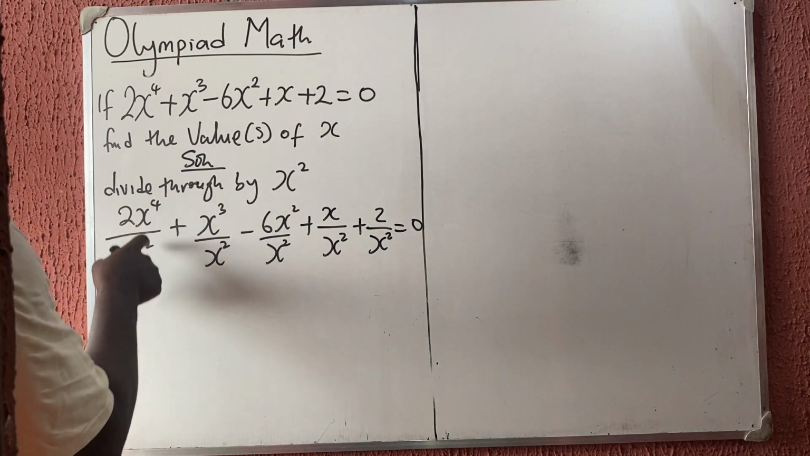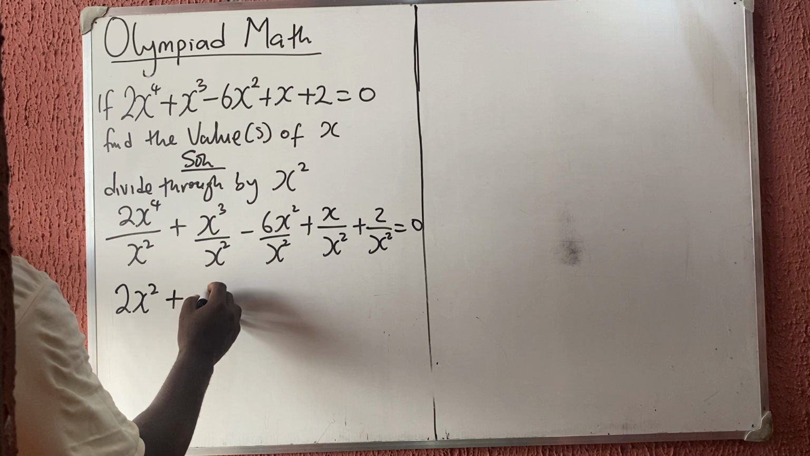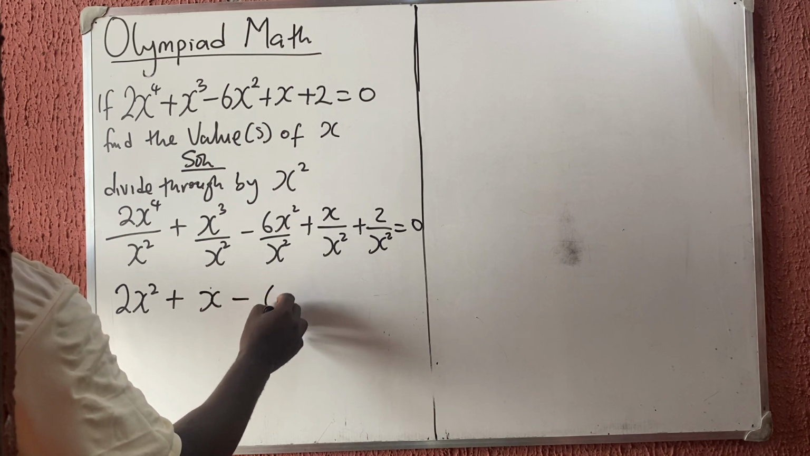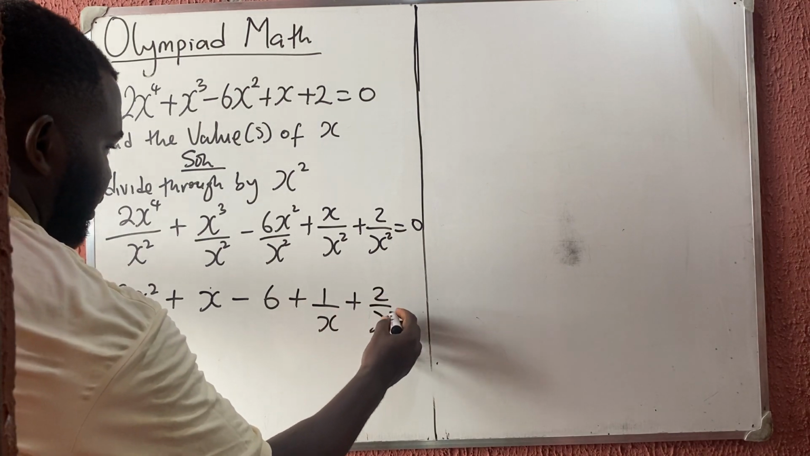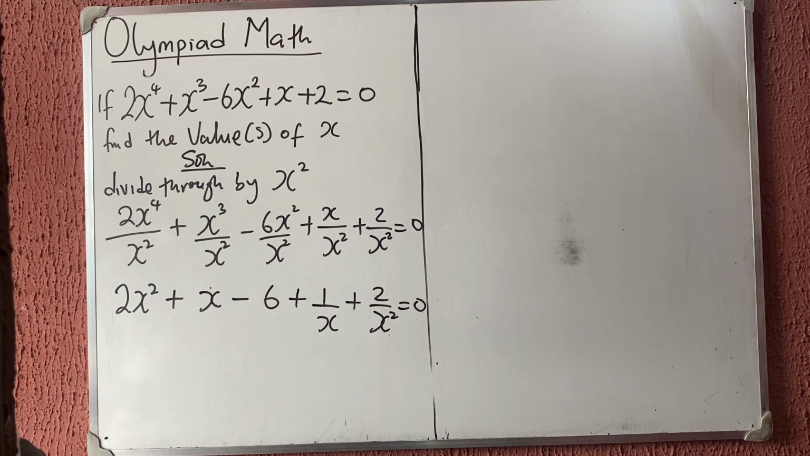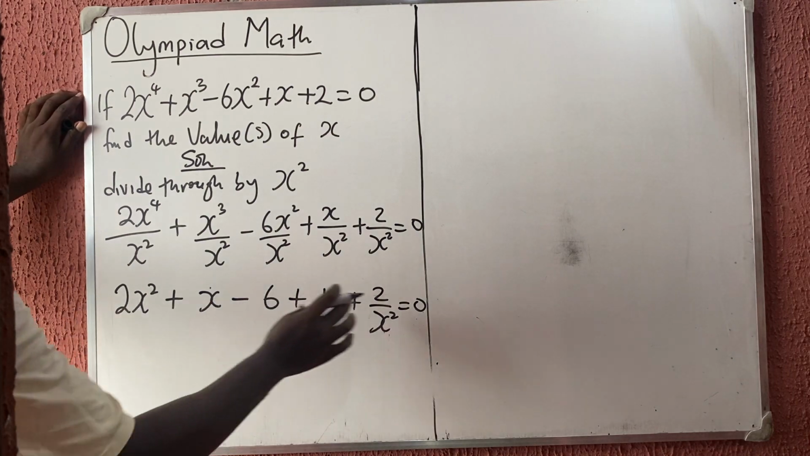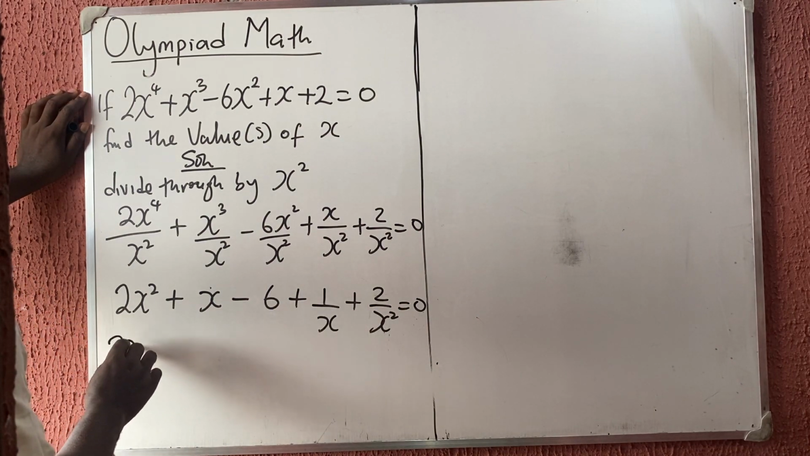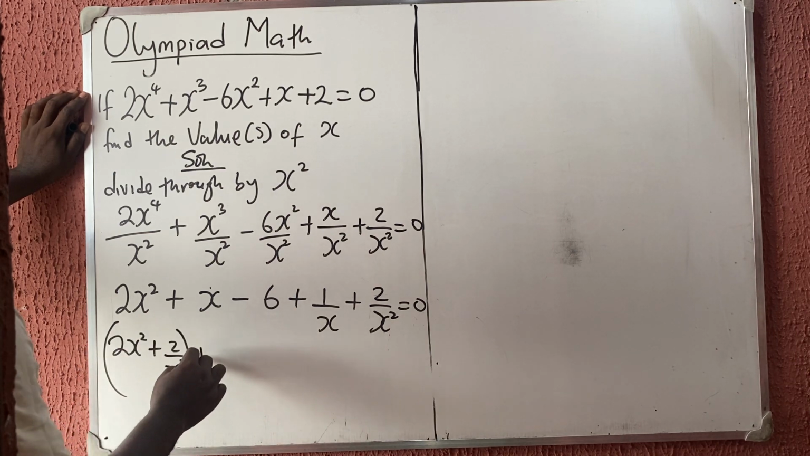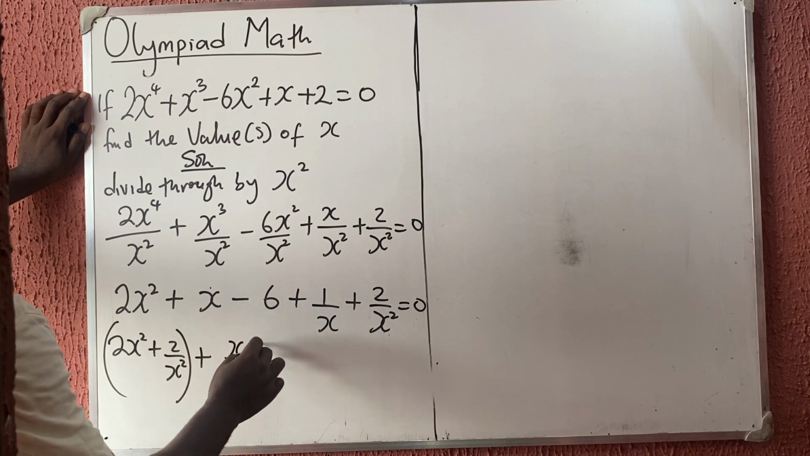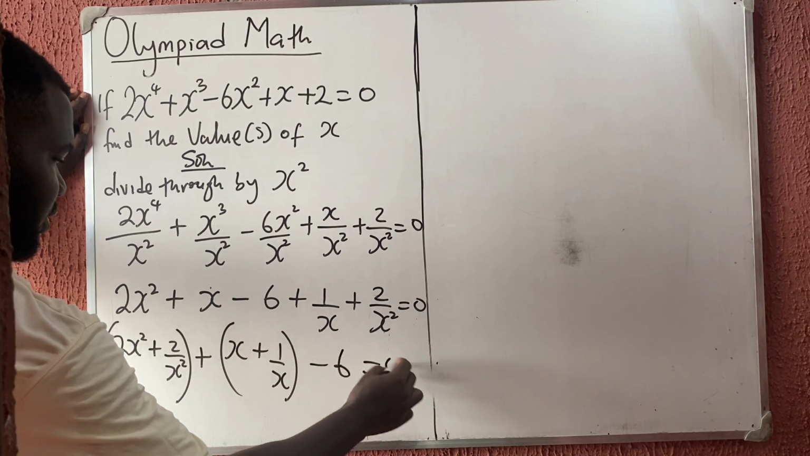Right? So now, this takes care of this. I'm going to have 2x squared plus x minus 6, plus 1 over x, then plus 2 over x squared is equal to 0. Now, once you have reduced to quadratic, the next thing you do is to bring those that look alike together. So this and this look a little bit alike. So I'm going to say 2x squared plus 2 over x squared together like this. Then plus this and this look alike. I'm going to say x plus 1 over x, then minus 6 staying alone is equal to 0.